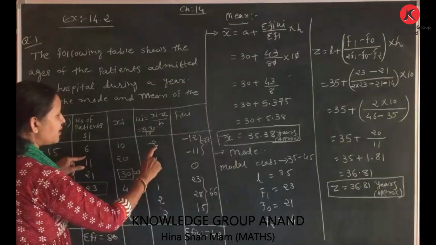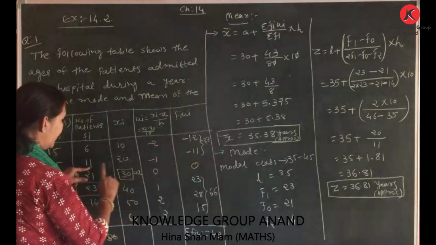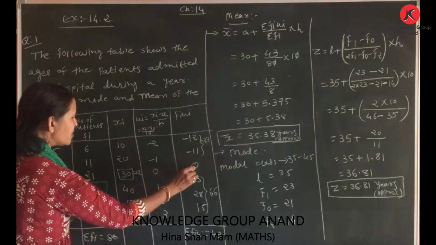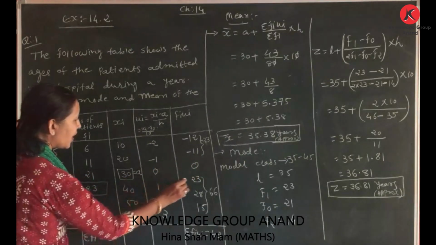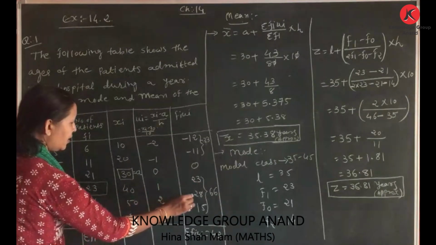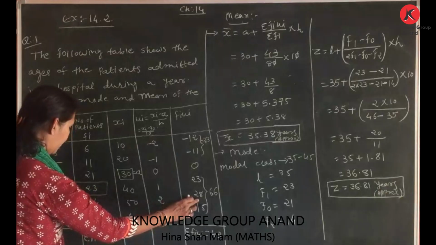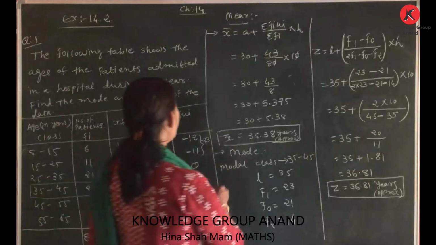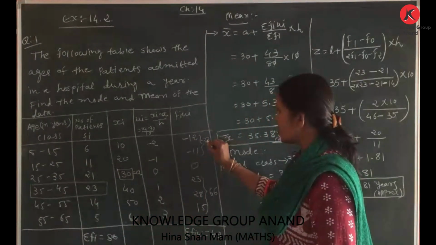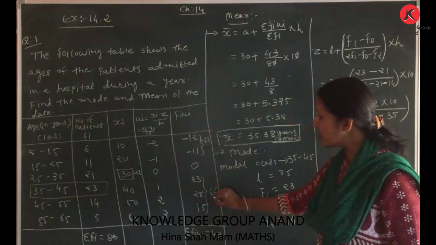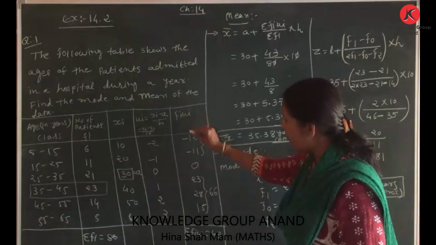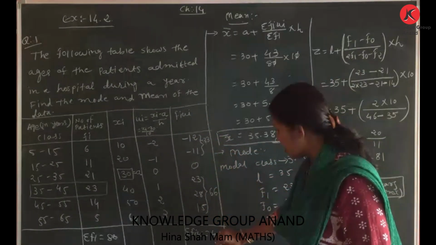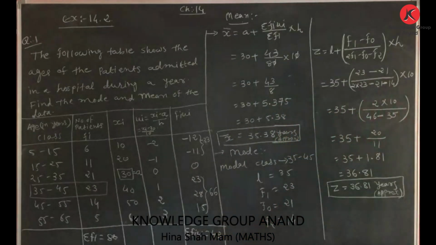6 into minus 2 is minus 12. 11 into minus 1 is minus 11. 21 into 0 is 0. 23 into 1 is 23. 14 into 2 is 28 and 5 into 3 is 15. Sum of negative numbers is minus 23 and sum of positive numbers is 66. Then sigma fi ui is equal to minus 23 plus 66, which is equal to 43.